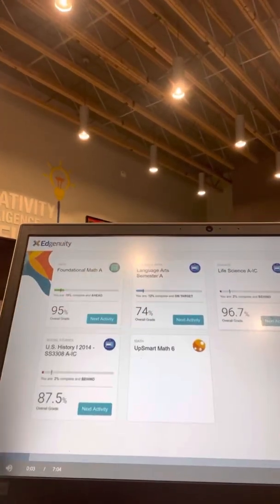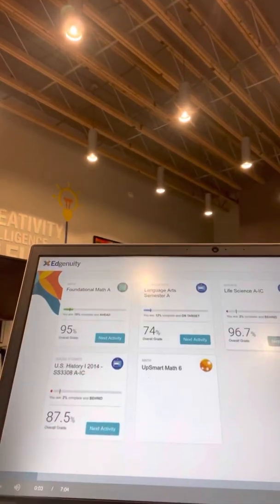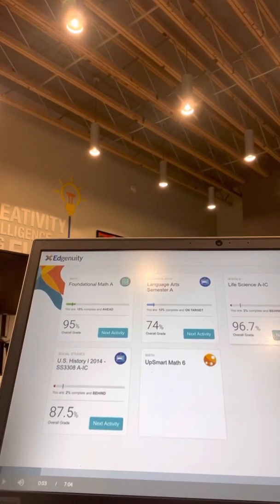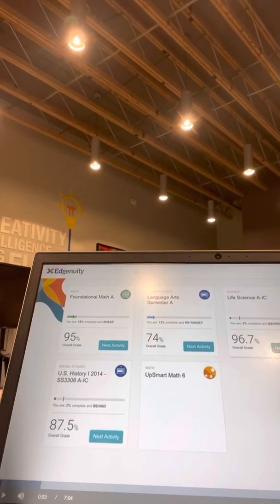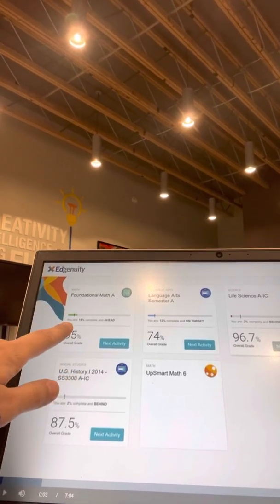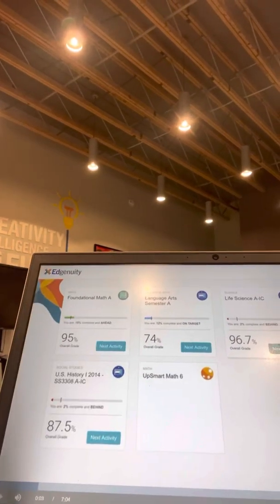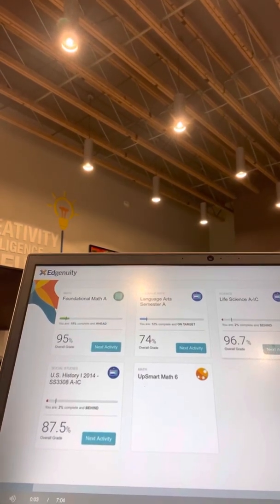When you look at their screen, you'll see all their courses. You'll see the percents there. That's how they're doing on their work. This may not be the same grade you see in Gradebook, but it'll give you a general idea of how they're doing. You'll also see different colors. If it's green, it means that they are ahead of where they're supposed to be. If it's blue, that means they are on target. And if it is red, they are behind in that classroom.